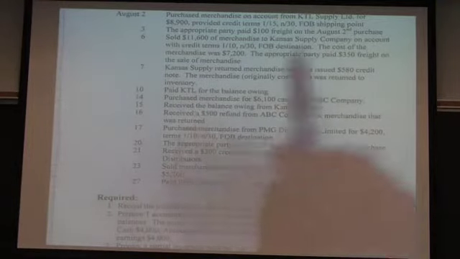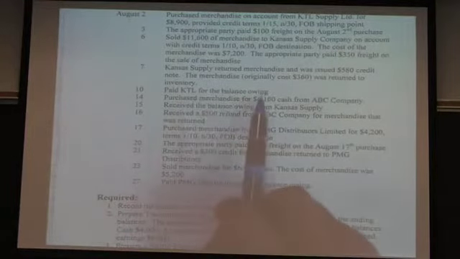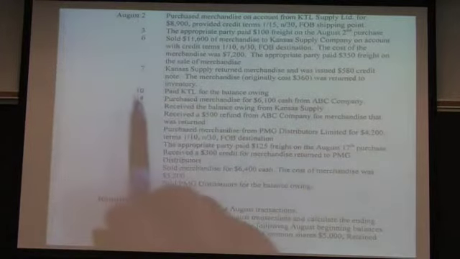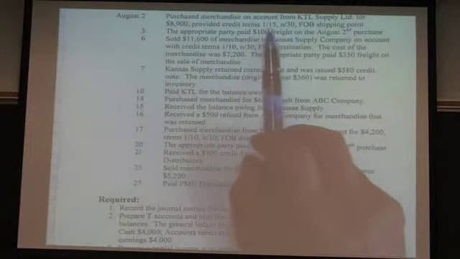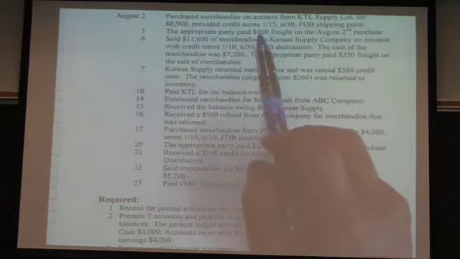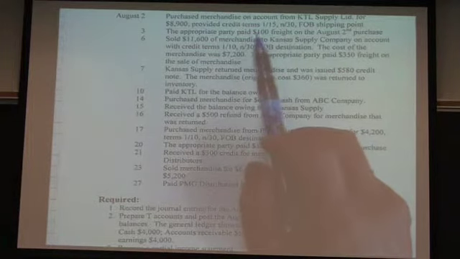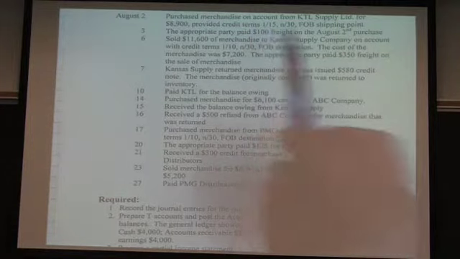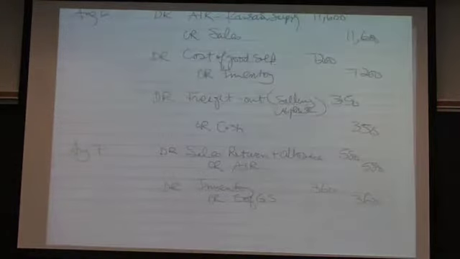Now, number 10 on August the 10th, paid KTL. So KTL was balance of the balance owing. Now look at the date, the 10th. From the 2nd is only 8 days. And of course, we fall within the 15 days. Therefore, we have what we call a discount, an early payment discount. And that early payment discount is 1%. Okay? So let's take a look.